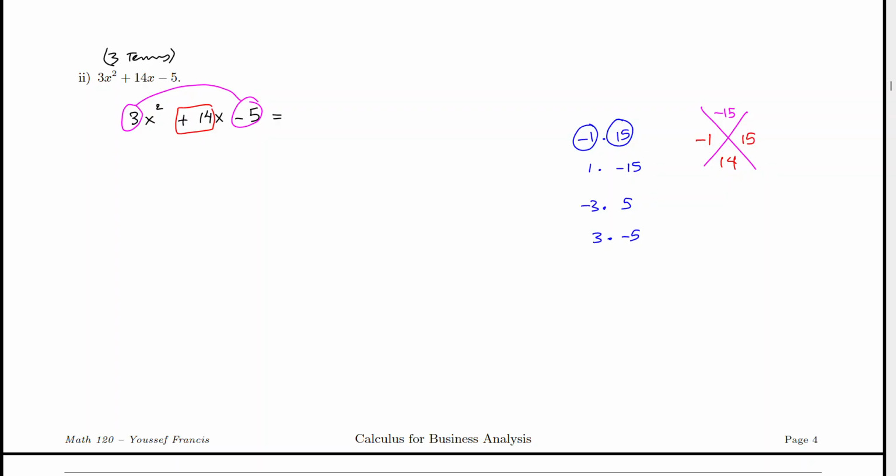And always double check it once you write them down. Multiply the numbers, negative 1 and 15, and see if you end up with the top value. Add them up and see if you end up with the bottom value.